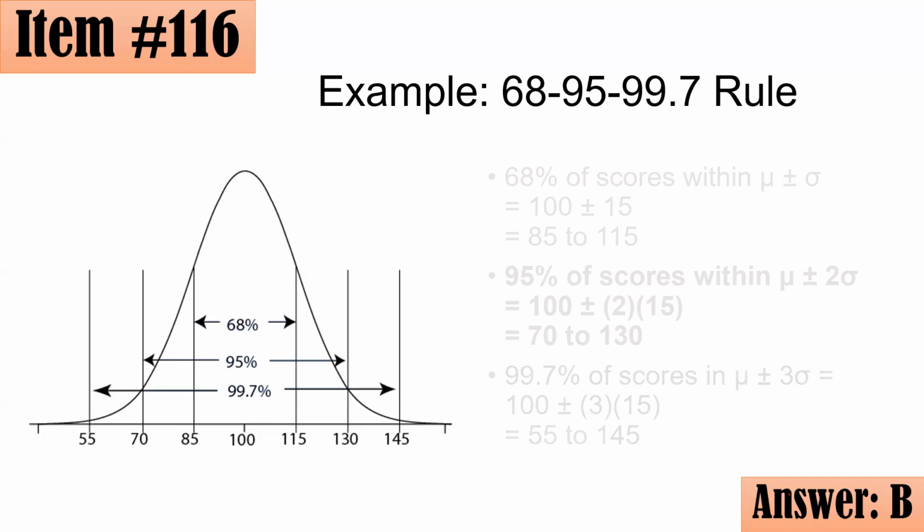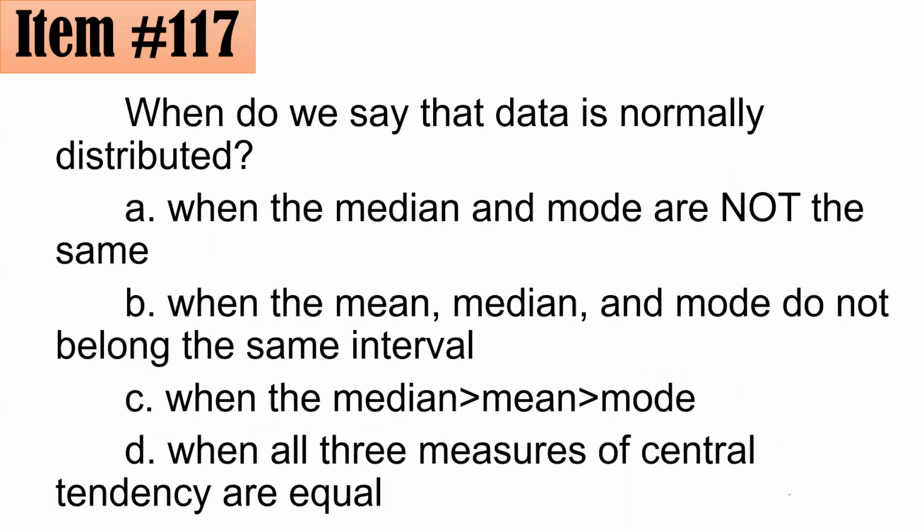Now, let's proceed to item number 170. When do you say that the data is normally distributed? Is it A, when the median and mode are not the same? B, when the mean and median and mode do not belong to the same interval? C, when the median is greater than the mean is greater than the mode? Or D, when all three measures of central tendency are equal? What do you think?